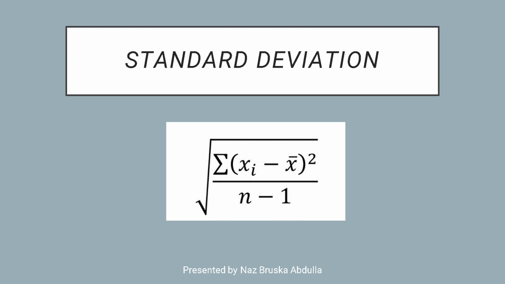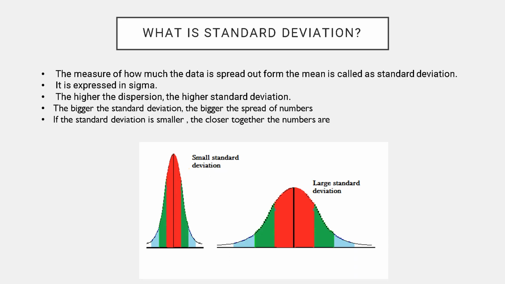In today's video, I'm going to be talking about standard deviation. What is standard deviation? It is a measure of how much the data is spread out from the mean, and that is called standard deviation. It is expressed in sigma, and the higher the dispersion, the higher the standard deviation.